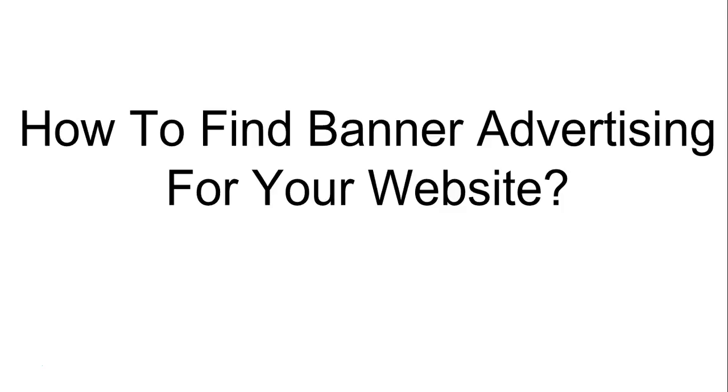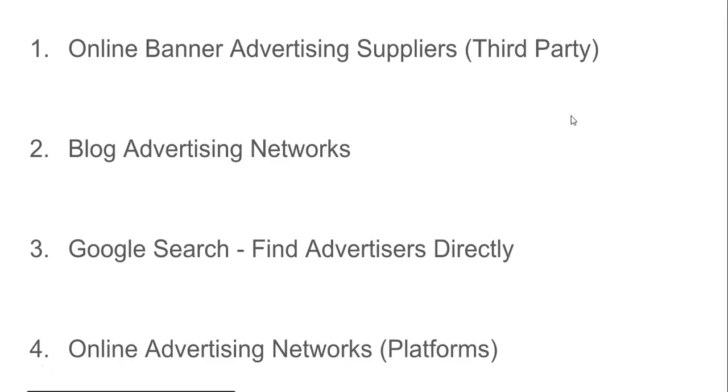There are several ways to find these advertisers, and in this short video, I will explain how to find them for your website. Basically there are four ways by which you can find advertisers and banner advertising for your website, a WordPress blog, or any type of blog. The first method is online banner advertising suppliers.